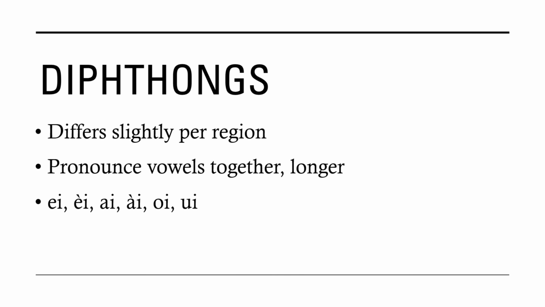Then there are diphthongs. Diphthongs are two-letter groups, two vowel groups. However, they are pronounced quite differently in different regions of the Greater Isle of Moes. However, the standard is to pronounce it as both vowels after each other, however pronounced longer. Some common diphthongs are oi, ei, oi, and ui.